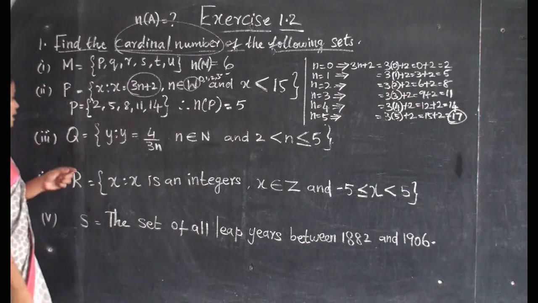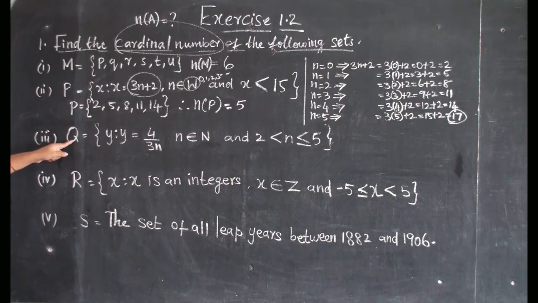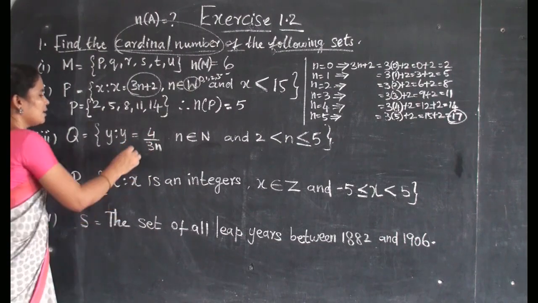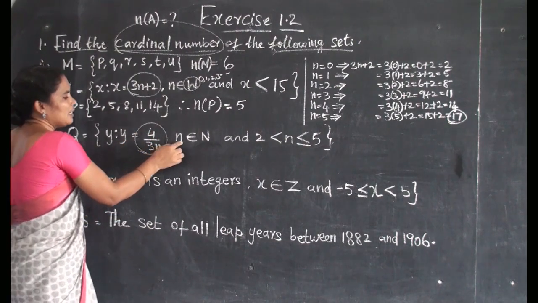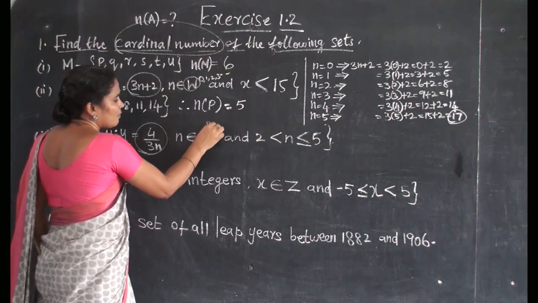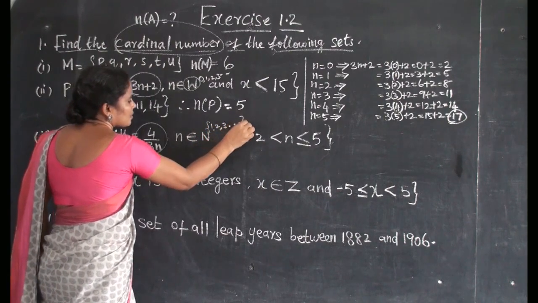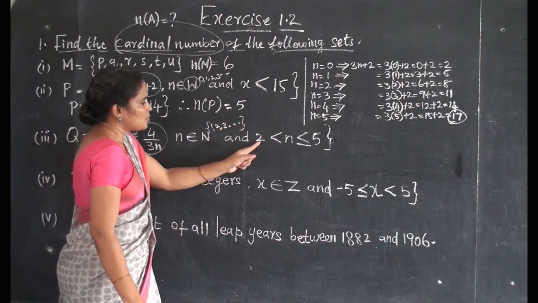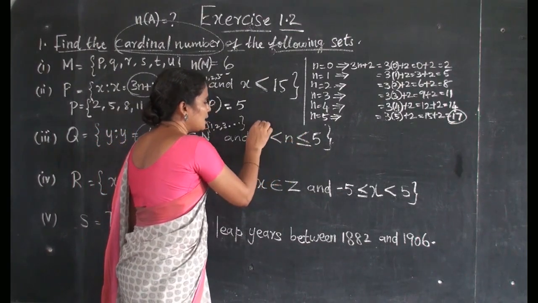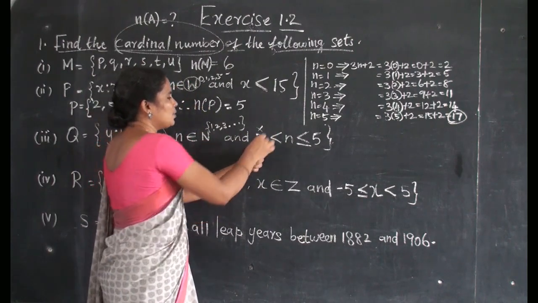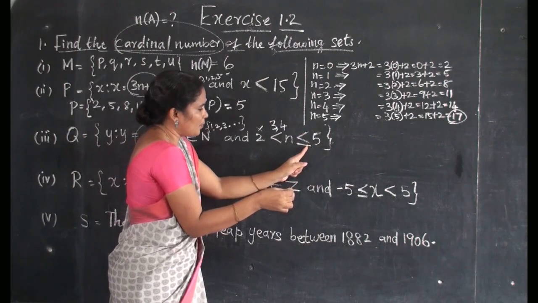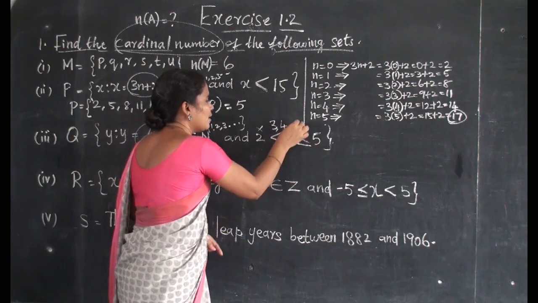That's all. And next, in question number 3, Q is equal to y such that y is equal to 4 by 3n, where n belongs to natural numbers. What is a natural number? Natural numbers start from 1, 2, 3, and the condition is 2 less than n less than or equal to 5. You should not take 2; after 2 it is 3, 4, and less than or equal to 5, so you have to take 5.